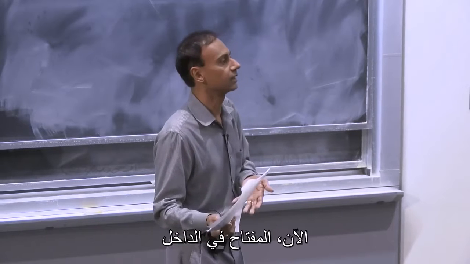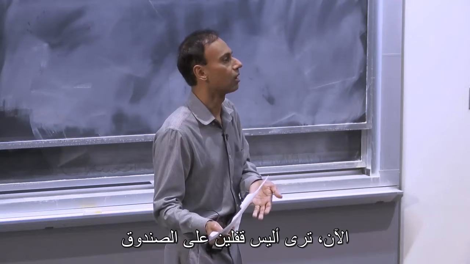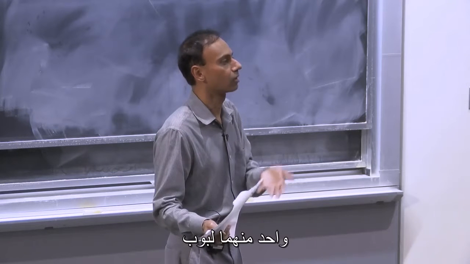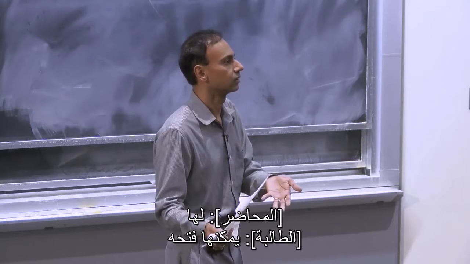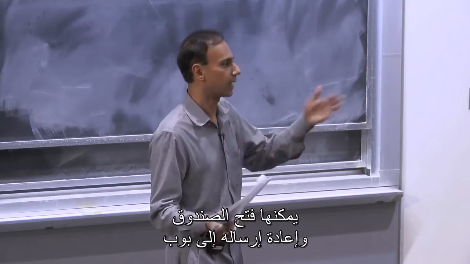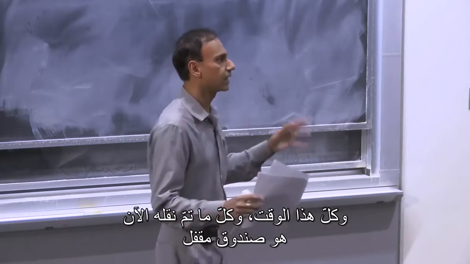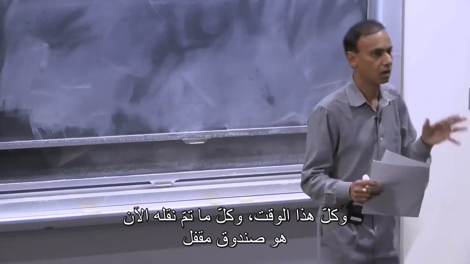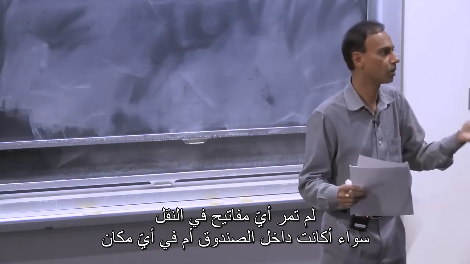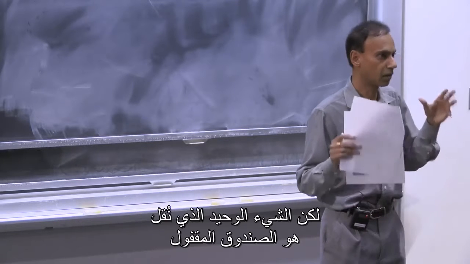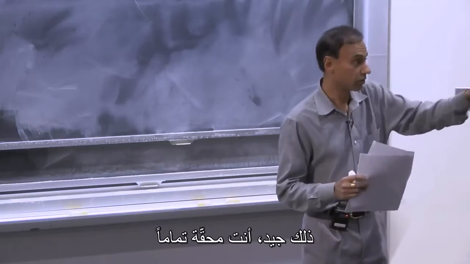And now is the key insight, which is Alice now sees 2 locks on the box, and one of the locks is Bob's, and the other is hers. She can unlock the box and send it back to Bob, right? And all of this time, the only thing that's gone in transit is a locked box. No keys have gone in transit, whether they're inside the box or wherever. But the only thing that's moved is a locked box, right? So that's good. You're exactly right.